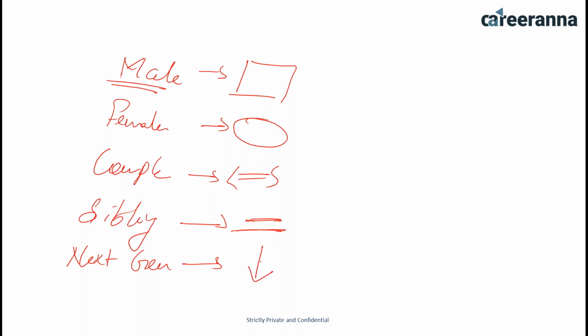We are trying to put each generation in one particular row, so that it will be easy for you to use that data and to solve the question. Okay, so these are the normal signs. In some books they also give you plus for male and minus for female. Every book has a different approach, but we are going to use the box, circle, double-sided arrows for couples, equals sign for siblings, and a downwards arrow for the next generation.